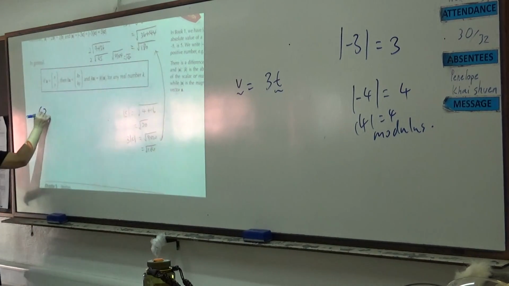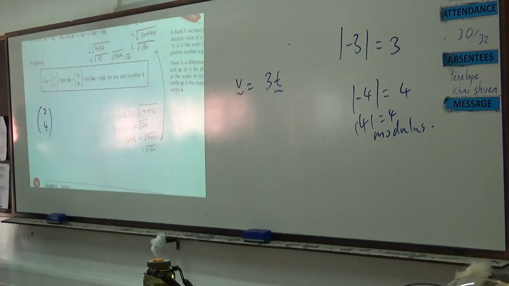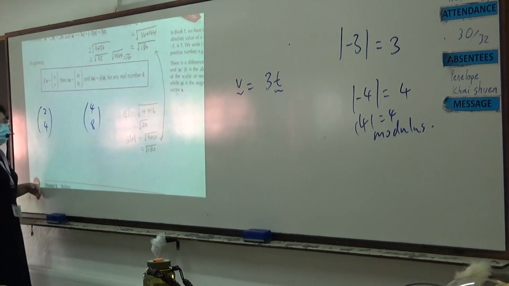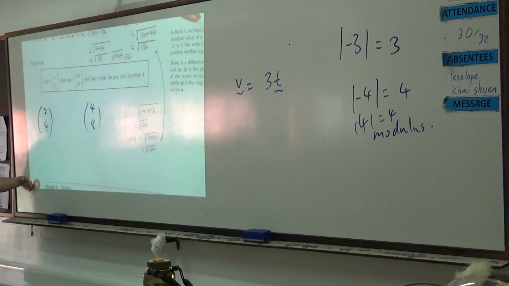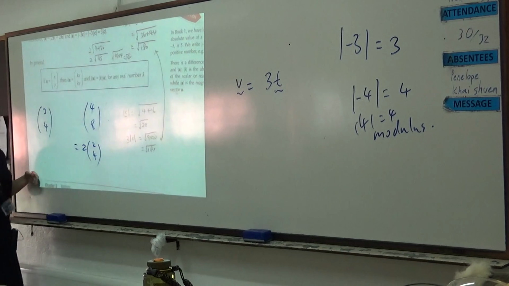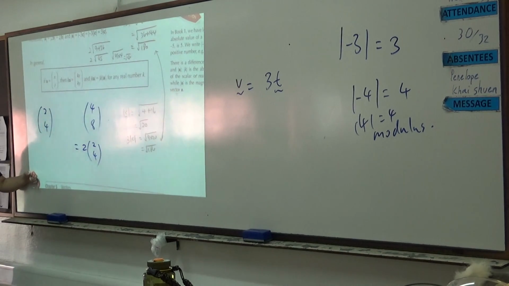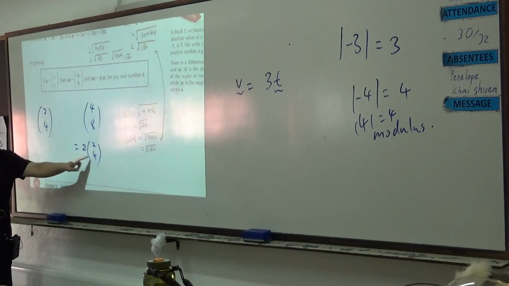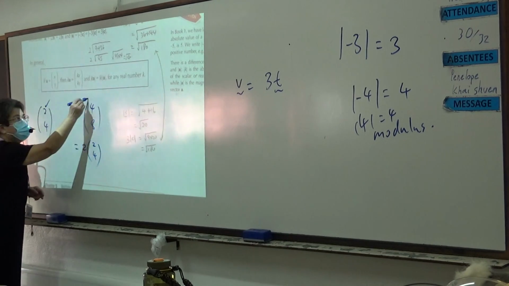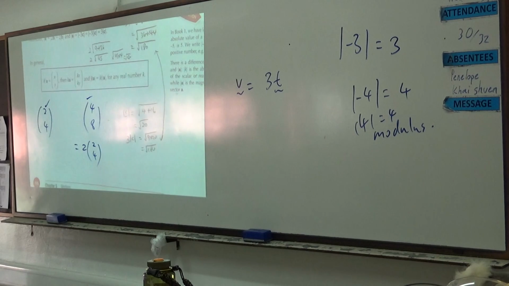Now, for example, I have a column vector (2, 4). Then I have another column vector (4, 8). I want to show whether they are parallel. Now, can you see that this is actually 2 times (2, 4)? Can you see this is a scalar multiple of this? So these two will be parallel. That means this one will be parallel to this one. Because I can put K times something.